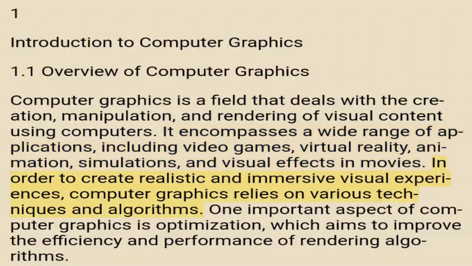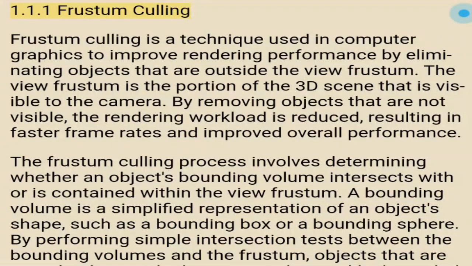In order to create realistic and immersive visual experiences, computer graphics relies on various techniques and algorithms. One important aspect of computer graphics is optimization, which aims to improve the efficiency and performance of rendering algorithms. 1.1.1 Frustum culling. Frustum culling is a technique used in computer graphics to improve rendering performance by eliminating objects that are outside the view frustum. The view frustum is the portion of the 3D scene that is visible to the camera.